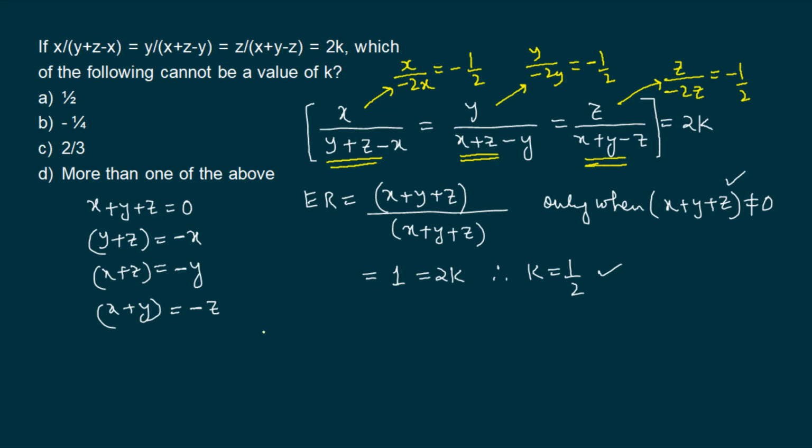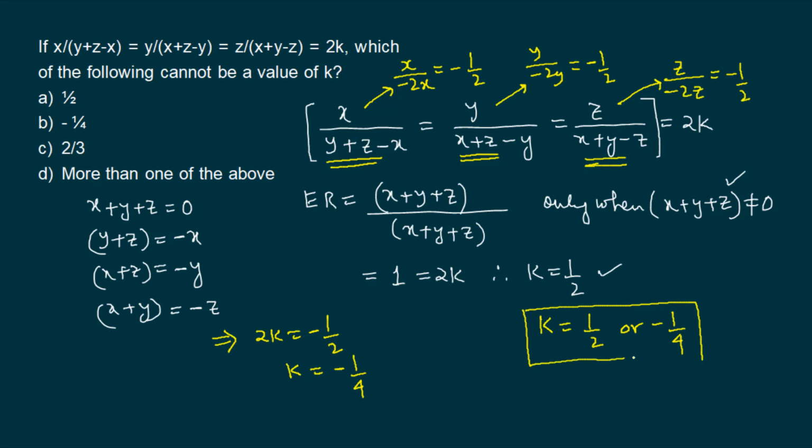That means here in case 2, we will have 2k equals to minus half. That means k is minus 1/4. So k can assume value half or minus 1/4. But it will not assume value 2/3. Option C should be the answer.